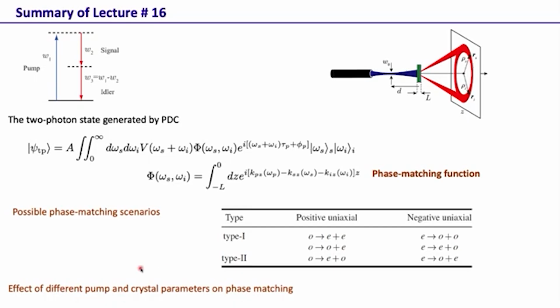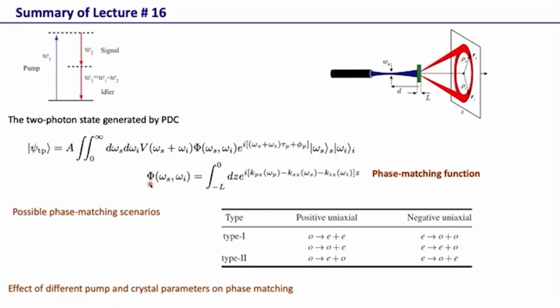I also presented some of the numerical simulation work that we do using a program that we have written. And I also presented some of the experimental results, just to emphasize that the theory very accurately matches what one can actually see in the labs. So this was the two-photon state produced by parametric down conversion, and we saw how this state can be tweaked by changing the phase matching conditions and constraints, by changing different crystal parameters or pump parameters, and so on.